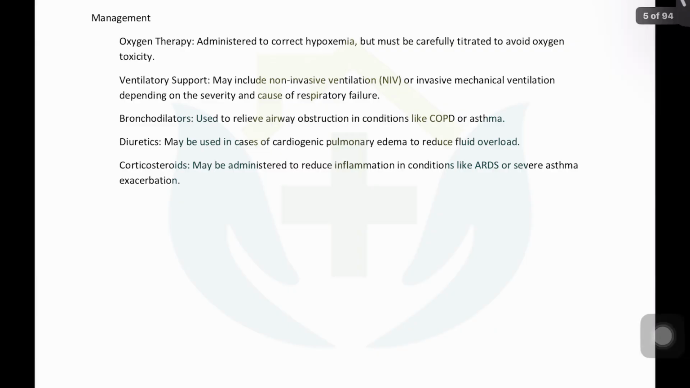40%. Basic question. 40%. How? We need to count the room air 21%, then we will increase 1 liter 4%, and total give maximum 6 liter. Very good. Wonderful.